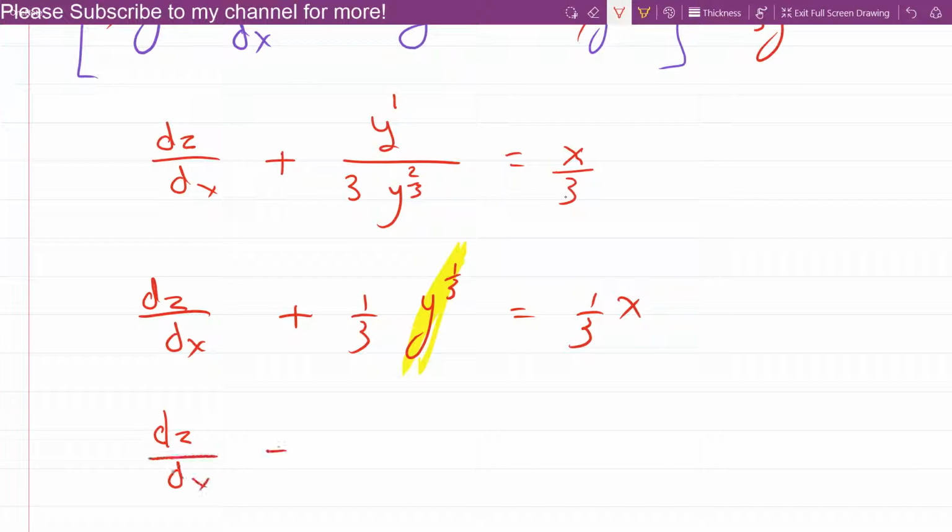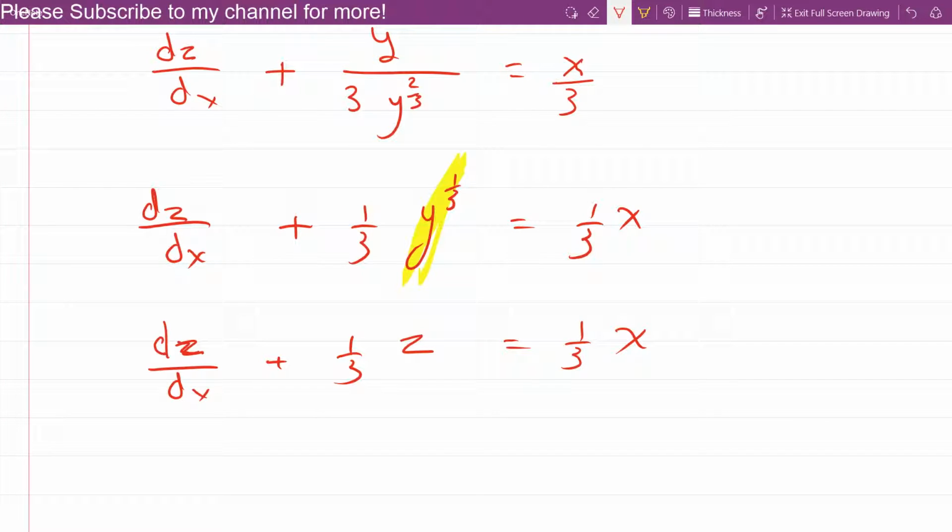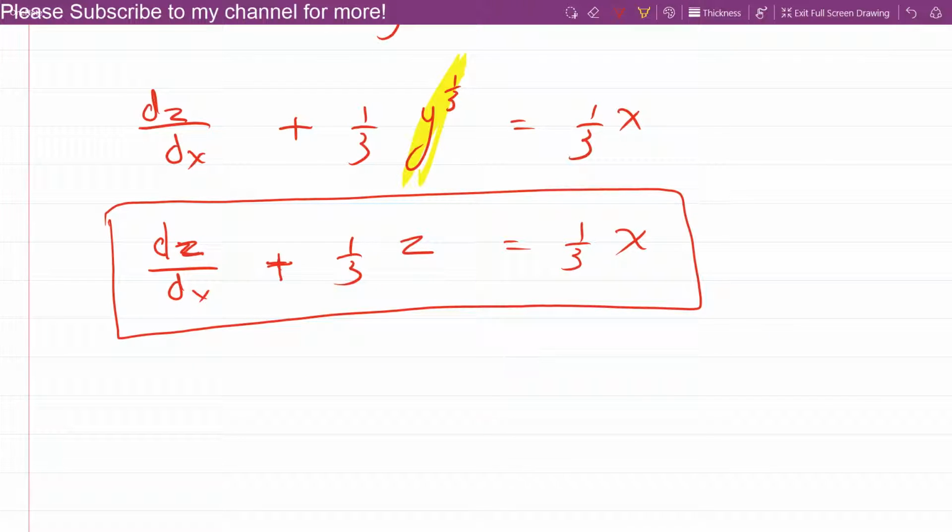So this will become dz over dx plus 1/3 z equals 1/3 x. And now this differential equation is first order, z as a function of x, and I can solve this using the standard methods. Now this is a non-separable differential equation, so I'll work it out using the integrating factor method.